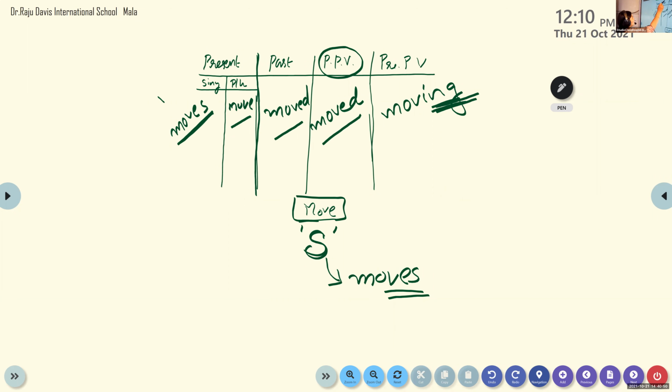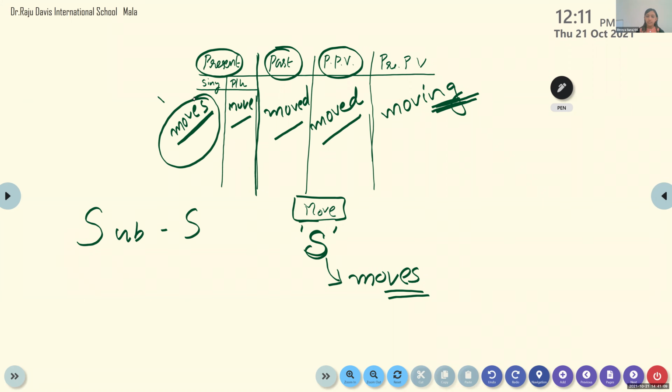The past form is very clear. We can use this only in simple past. And for the present form, just imagine if your subject is singular. If your subject is a singular subject, then you use a singular verb. If the subject is plural, you must use a plural verb. So with a singular subject, use a singular verb in present tense, and with a plural subject, use the plural form of the verb.